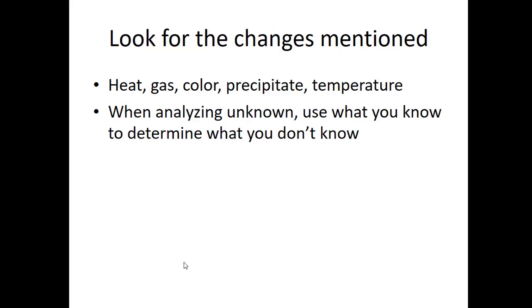So what are you looking for? You're looking for the changes that we talked about. Did the solution heat up? Did it give off gas? Did the color change? Did you form a precipitate? Did the temperature change? Any of these things that happen, you know that there was a chemical change that occurred. And when you analyze the unknown, what you want to do is use what you know about the known compounds to determine what you don't know about the unknown.